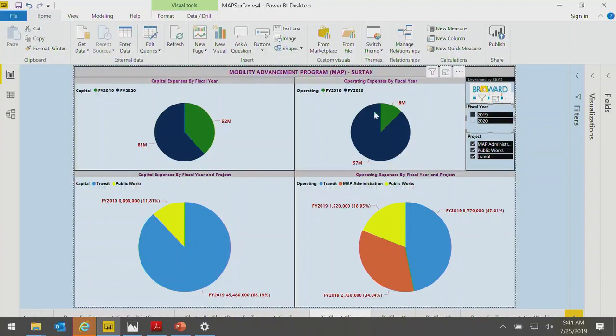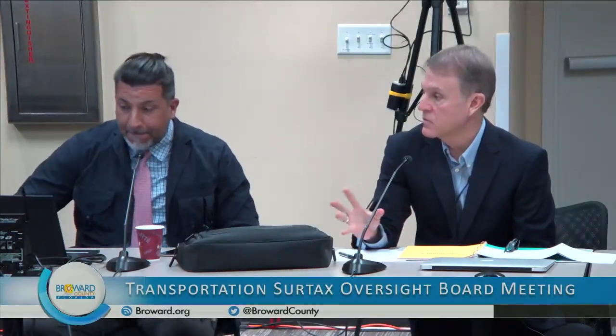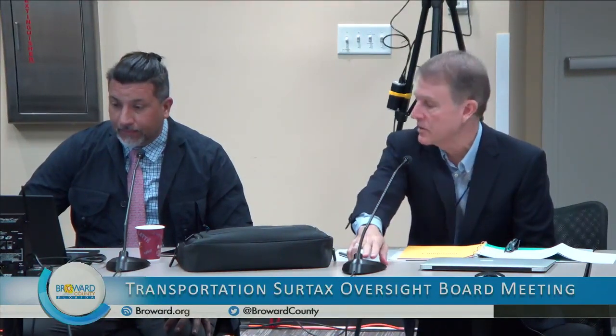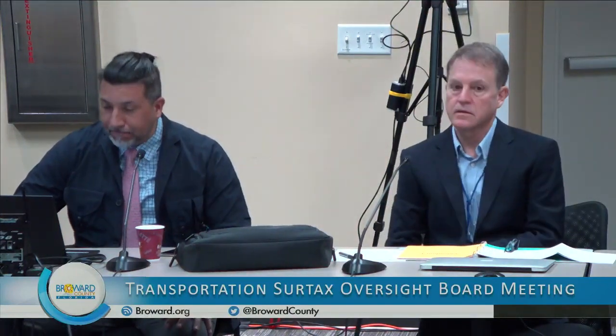And then on the right, this is operating. So this is the operating side, and operating was 8 million in FY19 and is proposed to be 57 million in 2020. So I guess just maybe for the benefit of the public, to have a pie chart that shows, when you look at the overall expenditures, how much of it is operating expenses, how much of it is capital in any given year. Gotcha, so combine the two together basically. Okay, all right. Anything else that's missing or that you were looking for that you're not seeing here?